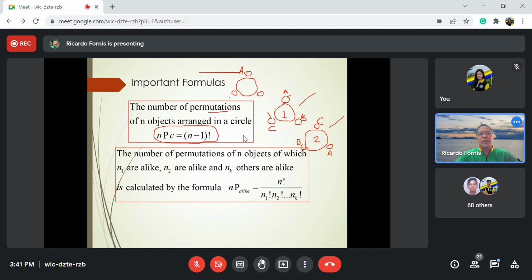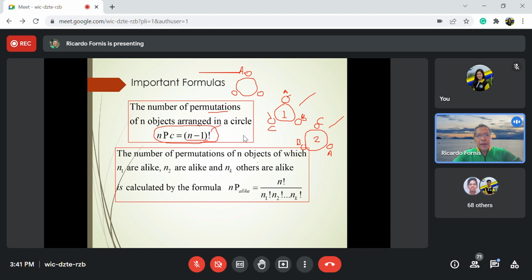If you do that, then you would be formulating another group which is different from the first group. That will explain the formula n minus 1. So of the n objects, you fixed 1, meaning there are only n minus 1 left to be rearranged. And if you rearrange n minus 1 objects, then the formula is n minus 1 factorial. We encountered this already in the first formula.